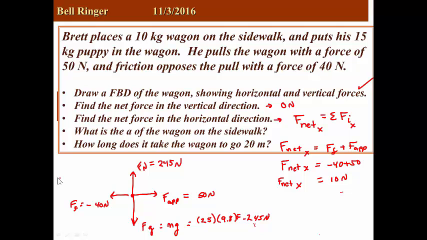That makes sense? Then the next one is, what is the acceleration of the wagon? So for acceleration, we've got another formula that's not kinematics, it's Newton's second law. F net, and we're just talking about horizontal, so x, is equal to mass times the acceleration in the horizontal direction. If you don't want to put those x's in there, it's okay as long as you realize you're just talking horizontal. And so we're doing 10 newtons equals the mass, and the puppy and the wagon is 25 kilograms, times acceleration.